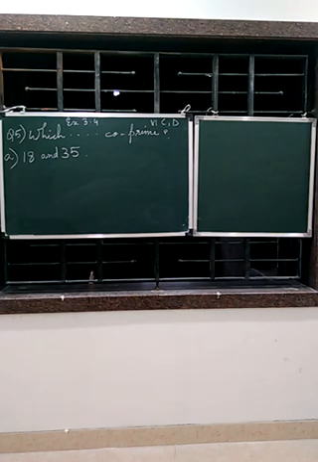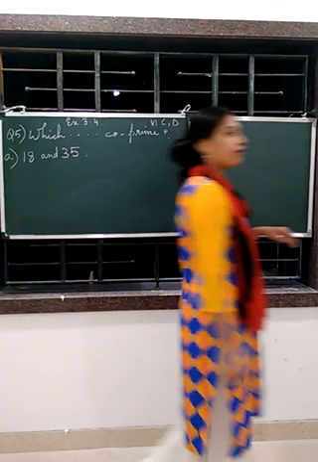Welcome back, children. Starting with question number 5 of exercise 3.4. We have to find out which of the following are pairs of co-prime numbers.